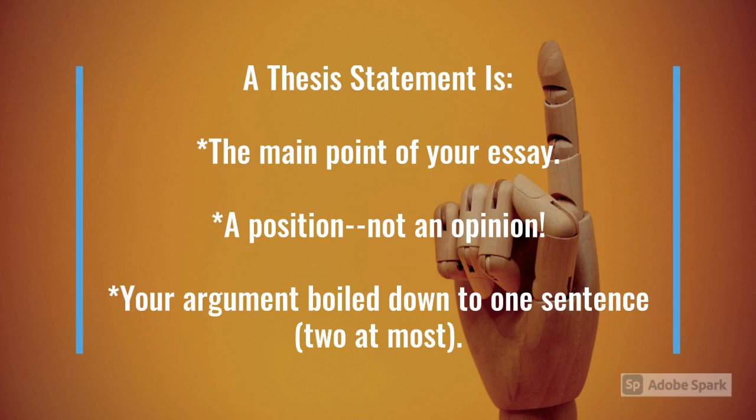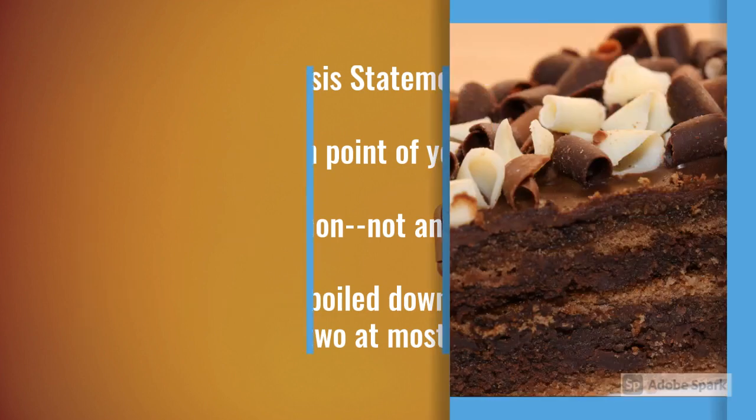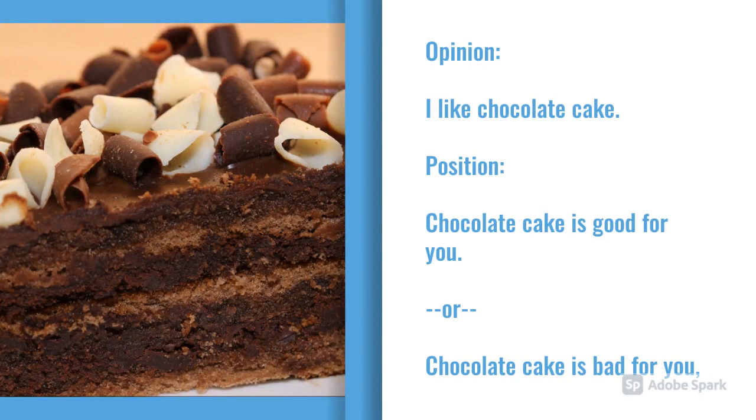It is a position, not an opinion. And it's your argument boiled down to one sentence, two at most. What's the difference between an opinion and a position? An opinion is something like this: I like chocolate cake. A position is something like this: chocolate cake is good for you, or chocolate cake is bad for you. Notice that there's a very big difference here in what exactly you're trying to say to the audience and what you're trying to convince them to agree with or do.